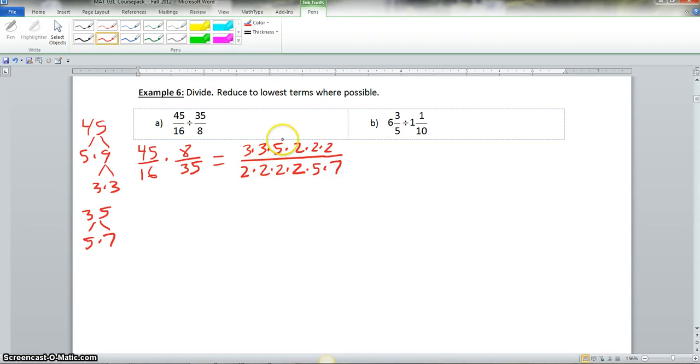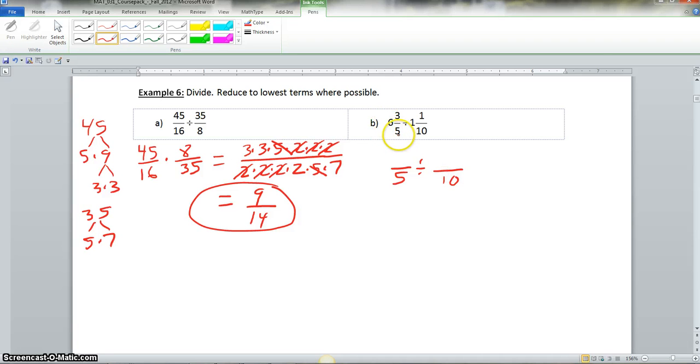So now we simplify out what we have in common. We have these 5's in common, and we have these 3 sets of 2's in common. So now for our numerator, we will have 9. Our denominator, we will have 14. Okay, now we come to B. Now we do this the same way we did when we multiplied mixed numbers. First of all, you keep your denominator the same.